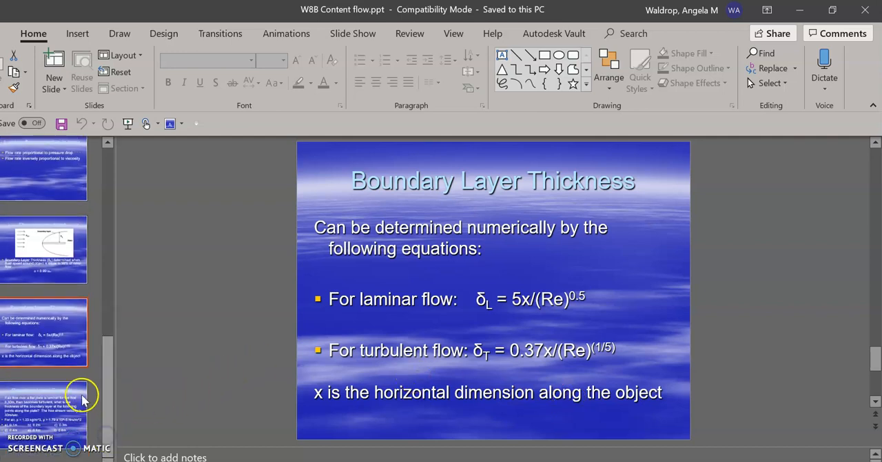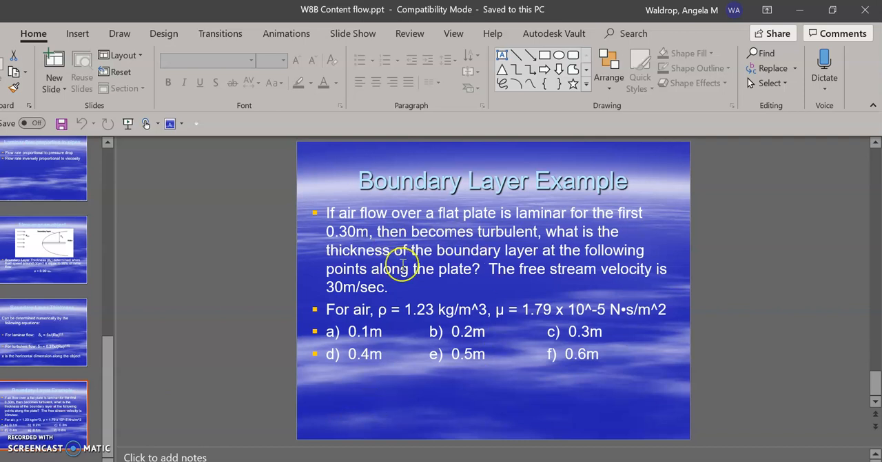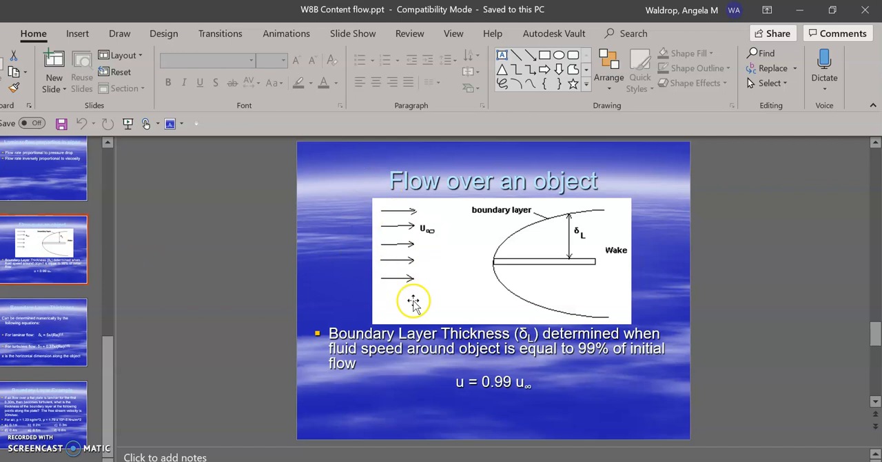Now we're going to do an example together so you can see how these are calculated. You can set up a spreadsheet in Excel to do this calculation for you to make it a lot easier. Here we have air flowing over a flat plate that is laminar for the first 0.3, which is the transition, and then it becomes turbulent. What is the thickness of the boundary layer at the following points along the plate? The free stream velocity is 30 meters per second. If we go back to this figure, this velocity is 30 meters per second, and we're trying to figure out what this shape would actually be.